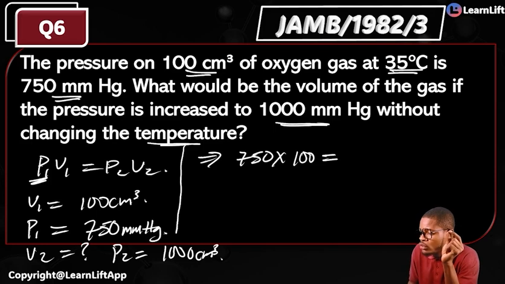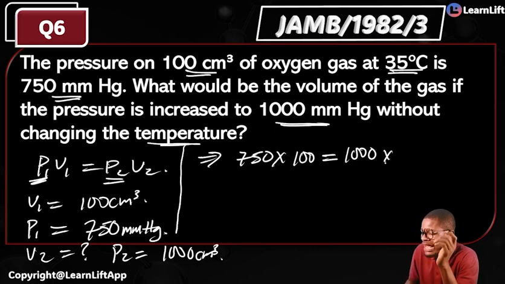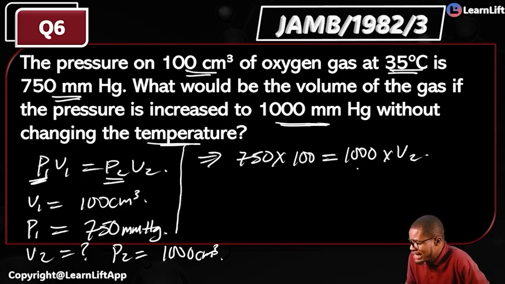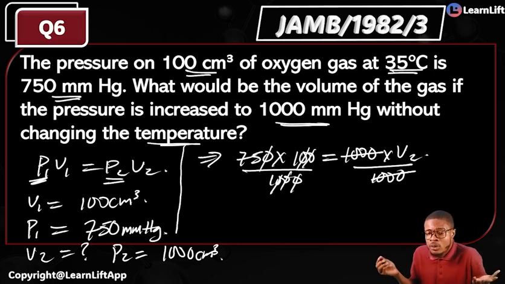V1 is 100, is equal to P2, which is 1000, multiplied by V2. That's what we are looking for, V2. We don't know it. From this now, it's very simple. Can I divide all through by 1000? Divide here by 1000, 1000 cancels 1000, and I can get V2 easily. We cancel 0 with 0, and this 0 cancels this 0 here.